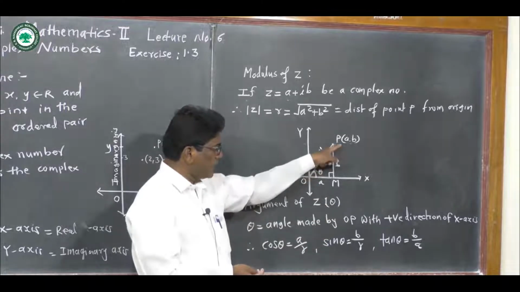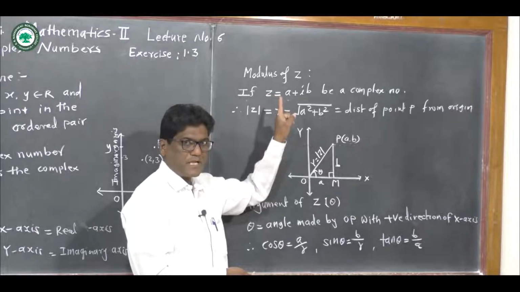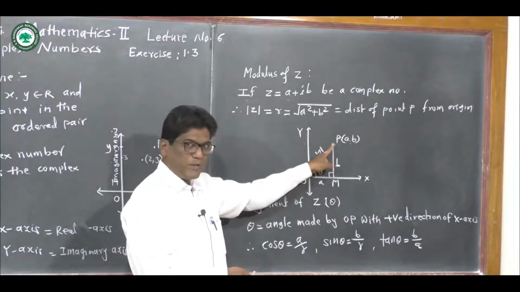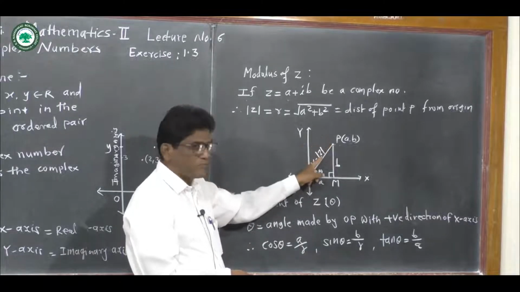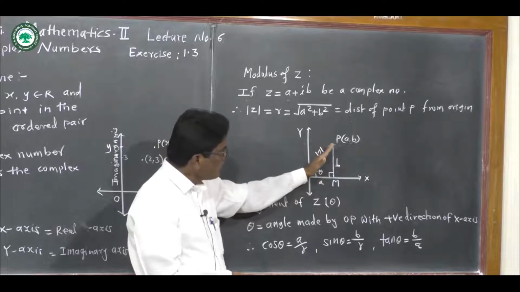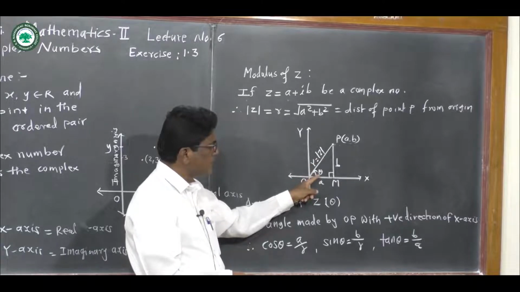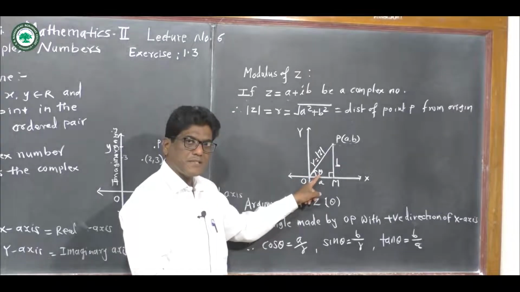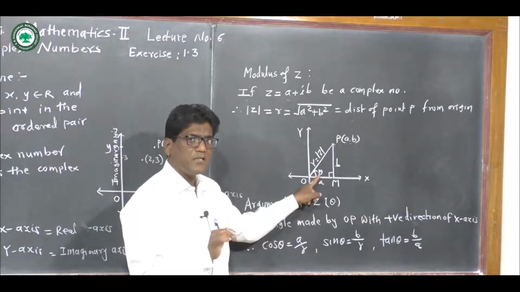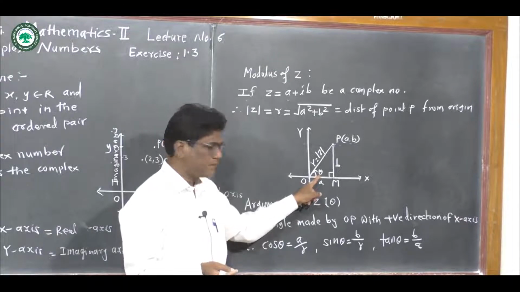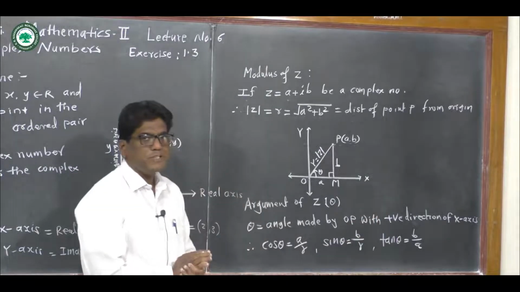If we consider point P(a, b), which represents the complex number z = a + ib, and join that point P to O, then OP is the mod of z, and this OP makes an angle theta with the positive direction of the x-axis. This theta is nothing but the argument of z, or amplitude of z. So theta is the angle made by OP with the positive direction of the x-axis.